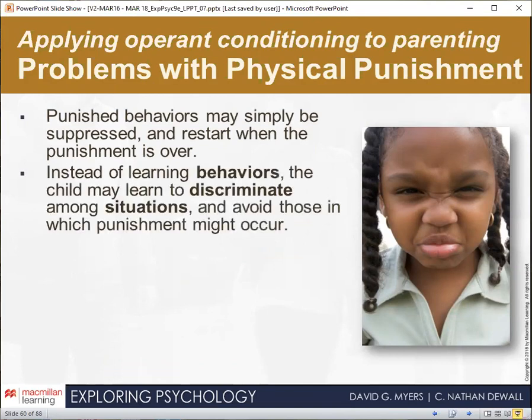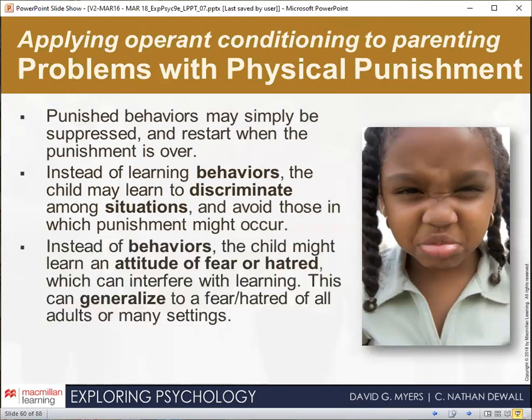Instead of learning behaviors, the child may learn to discriminate among situations. For example, they may avoid those in which punishment might occur. They may behave a certain way around their mother because they know they can get away with it, but not around their father because they won't get away with it. So they just learn when to do those behaviors, which are problematic behaviors.